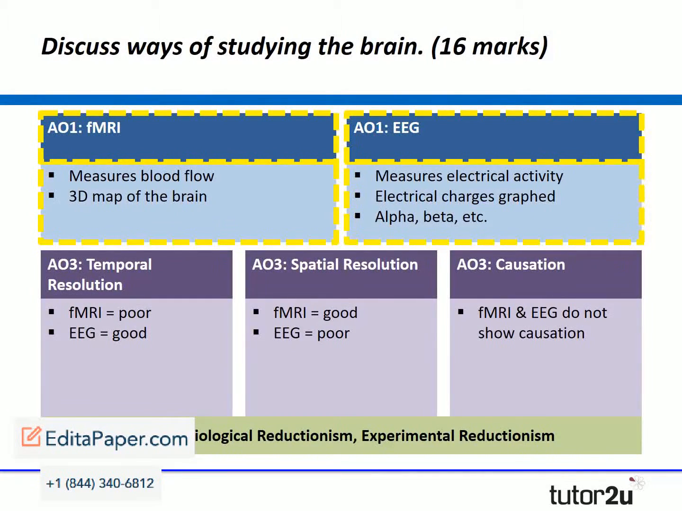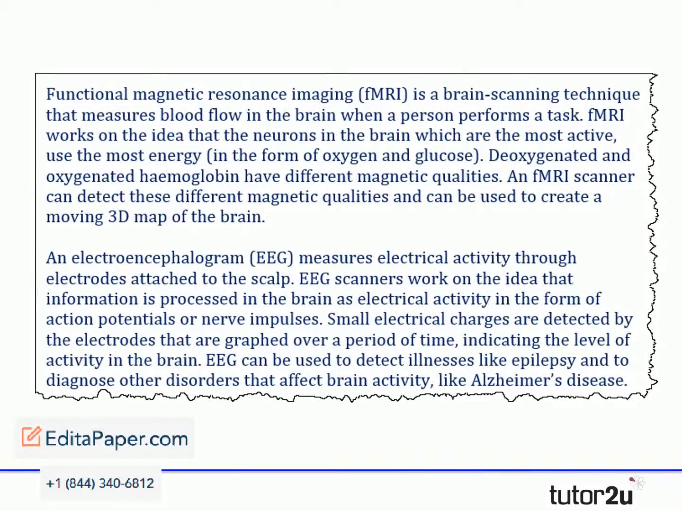So let's start by looking at an outline, and remember the aim is to provide a clear, concise, well-detailed and accurate outline that's approximately 150 to 175 words long. So here's one I wrote earlier.